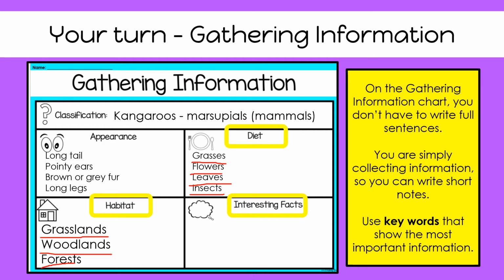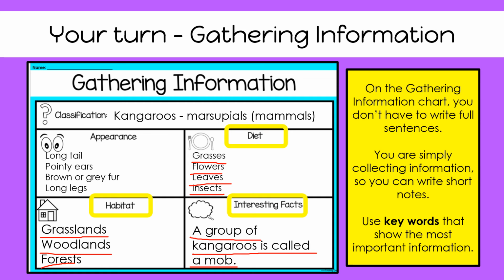And for my interesting fact, I did want to write that into a full sentence. My interesting fact is a group of kangaroos is called a mob. I wonder if you knew that before. A group of kangaroos is called a mob. So maybe you might like to find out what a group of your chosen animal is called, and you might like to use that for your interesting facts. There's a hint for you.